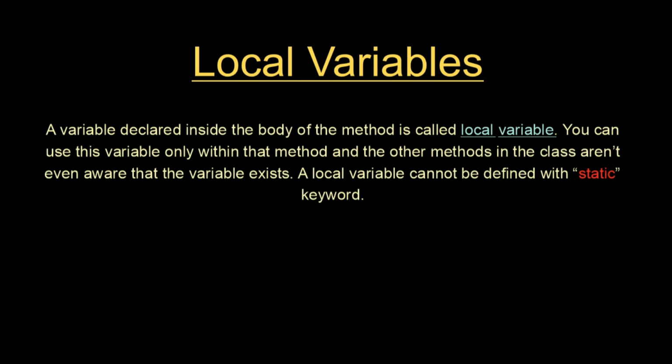You can use this variable only within that method, and the other methods in the class aren't even aware that the variable exists. A local variable cannot be defined with static. You can only use static when you are declaring a static variable. We'll get there in a minute, but when I go into Eclipse, I'm definitely going to show you exactly what I mean. So let's get to the next type of variable.